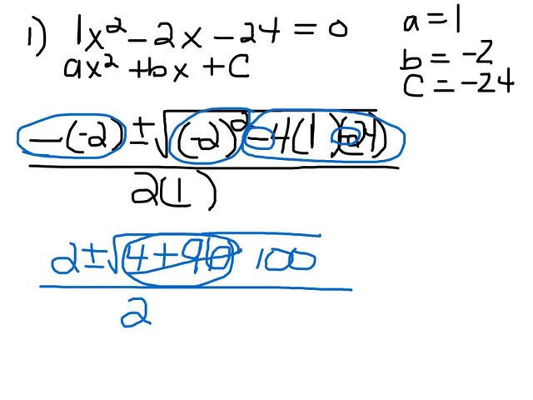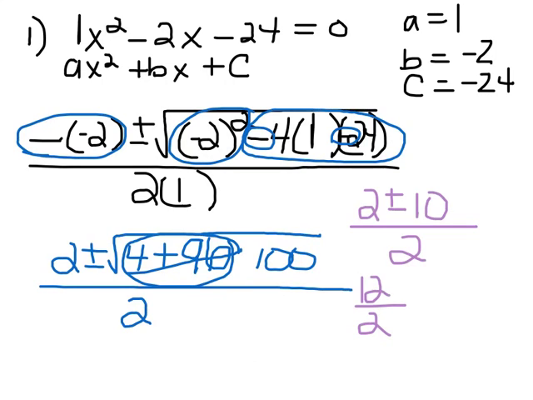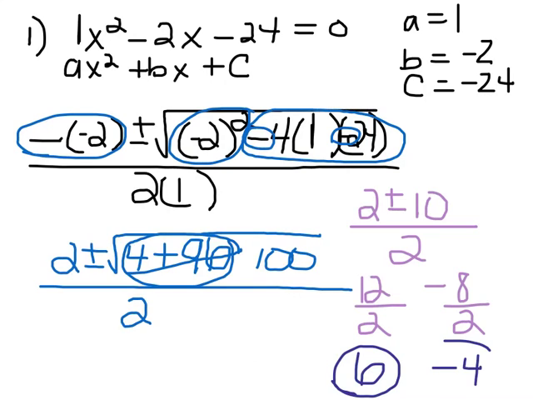So, let's look at what we have. We have 2 plus or minus the square root of 100. What's the square root of 100? 10. And that's divided by 2. Here's where we can look at the plus or minus sign. We break our problem up into two problems. We have 2 plus 10, so 12 divided by 2. And we have 2 minus 10, which is a negative 8 over 2. This means that we have two answers. We're going to get 12 over 2, which is 6, and negative 8 over 2, which is a negative 4.